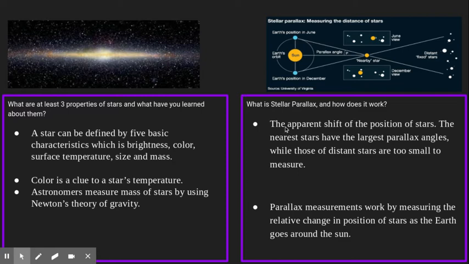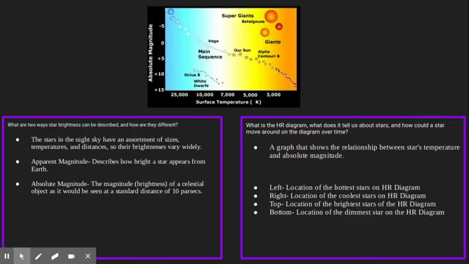The next question is, what is stellar parallax and how does it work? So basically, there's a shift of the position within the stars. Usually, the nearest stars have the largest parallax angles, and those that are much more distant have the smallest to measure. Parallax measurements work by measuring the relative change in the position of the star as the Earth goes around the sun, as you can see here in the picture above, right here in the top right.